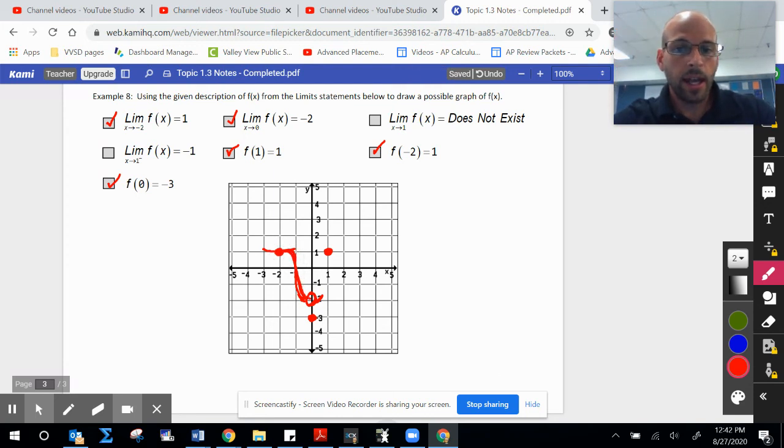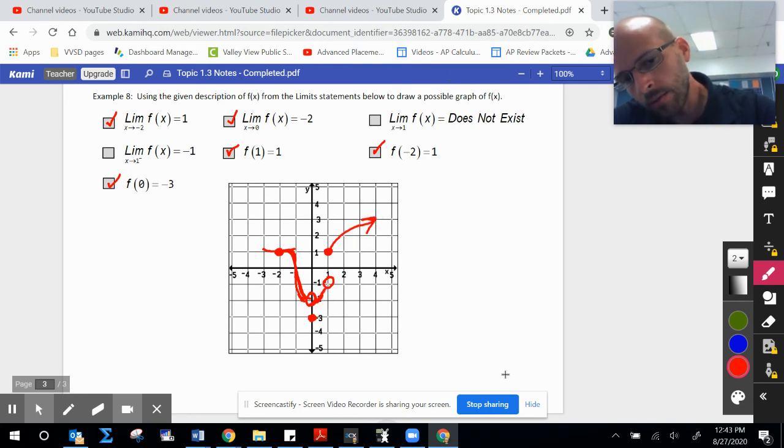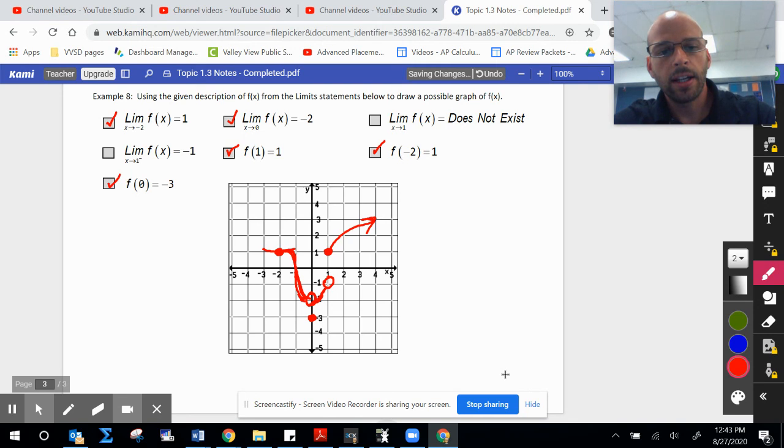Now, the limit as I approach 1 does not exist. So I can't have the 2-sided limit work. But as I approach 1 from the left, I know it has to go to -1. So it's going to go like that. And then the right can't be -1 because that limit can't exist. So I get a graph that looks like that.